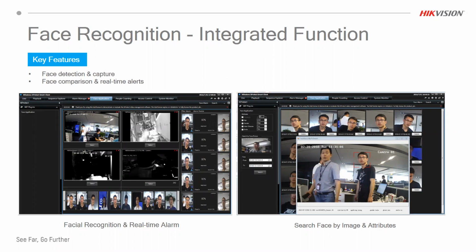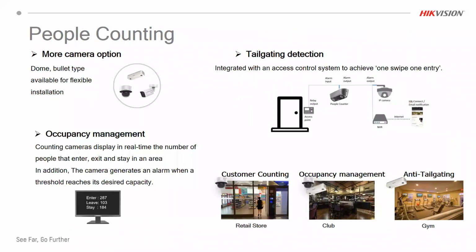We move on to our people counting solution. Our range of people counting cameras has also grown to provide more options to match the aesthetics and environment. These include domes, bullets, and of course our traditional ceiling mount. Occupancy management: counting cameras display in real time the number of people that enter, exit, and stay in an area, also referred to as retention. In addition, the camera generates an alarm when a threshold reaches its desired capacity.